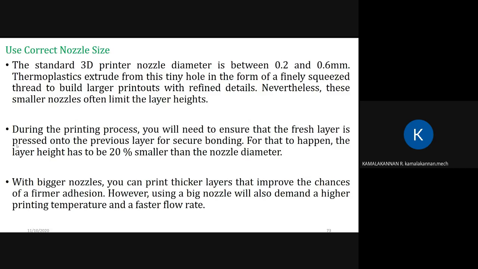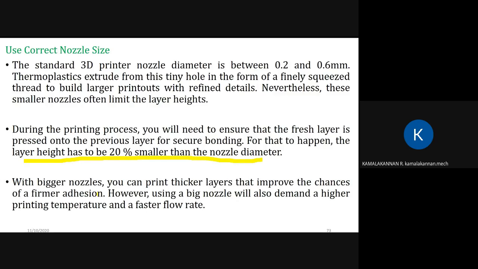During the printing process, you need to ensure the fresh layer is pressed onto the previous layer for secure bonding. For that to happen, the layer height should be 20% smaller than the nozzle diameter. This is the thing you have to keep in mind: to have proper bonding, the layer height has to be 20% smaller than the nozzle diameter. Don't go beyond that. It will create unnecessary problems.